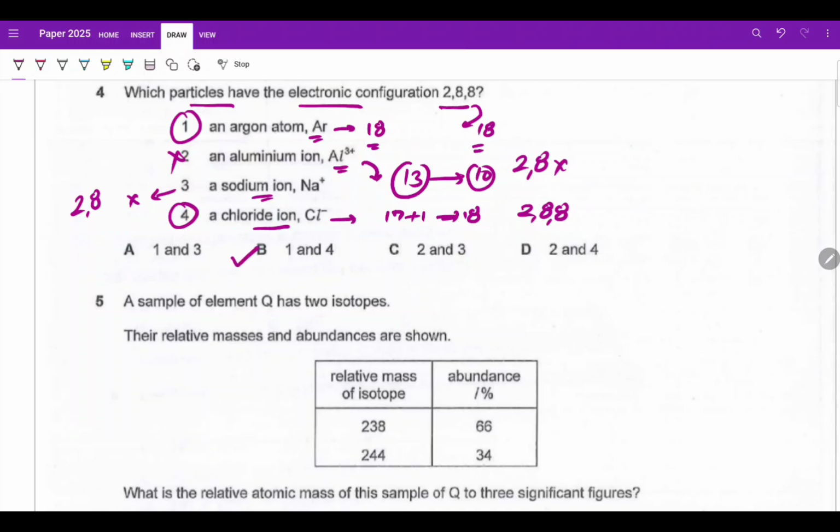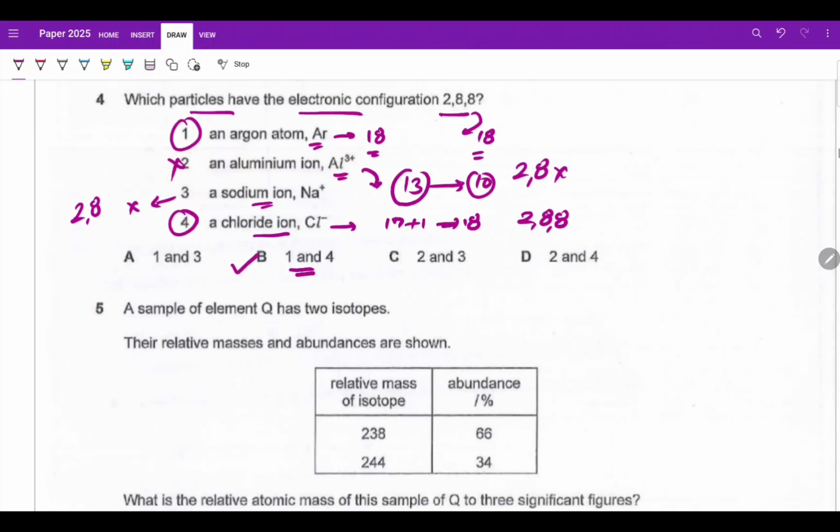And 1 and 4 is question 4, answer B, 1 and 4. Okay, because argon has 18 electrons, 2,8,8 configuration, and the chloride ion will also have 18 electrons, 2,8,8 configuration. Okay, question 4, B.